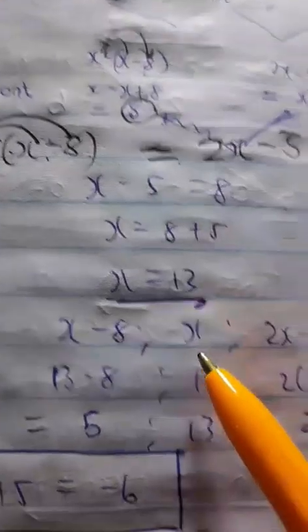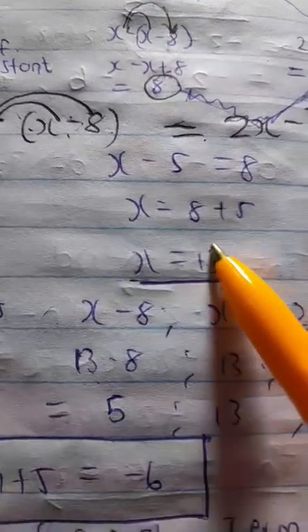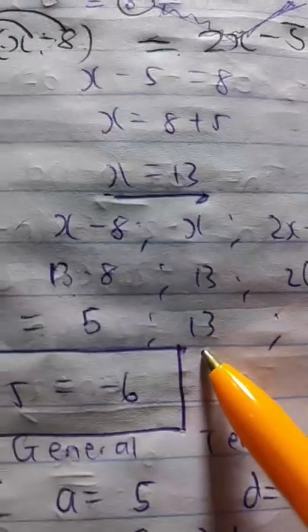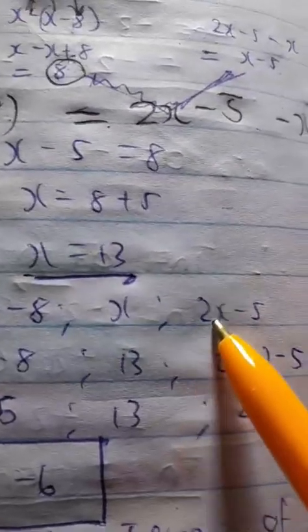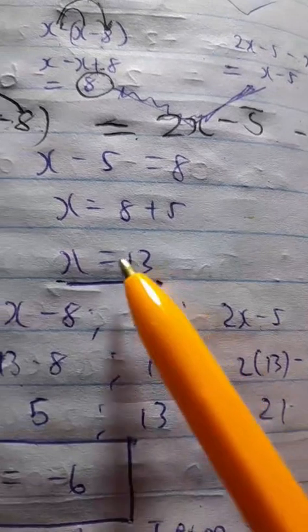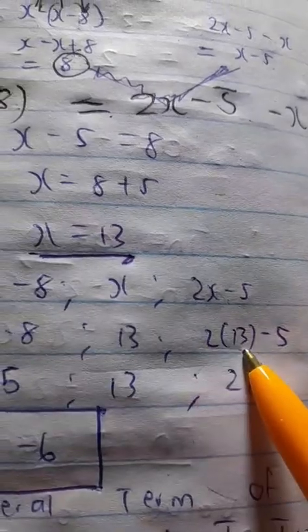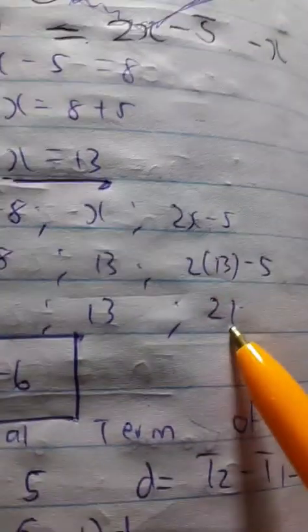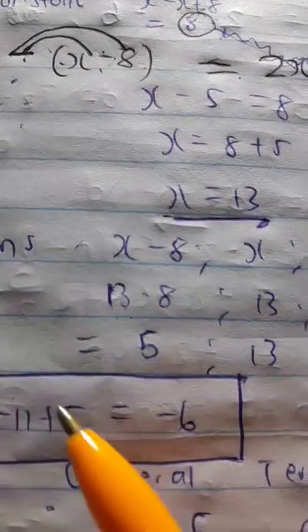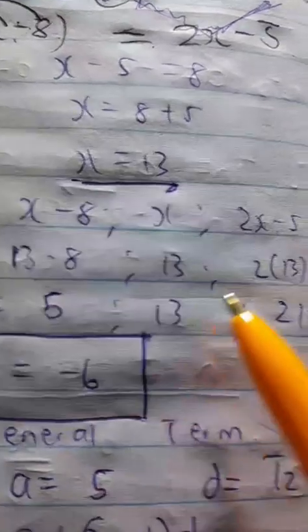You take that x, 13, you substitute it in the place of x, which means the second term will be 13. So it's in brackets 2 times 13, which is 26. 26 minus 5, which gives you 21. So our sequence is 5, 13, 21.